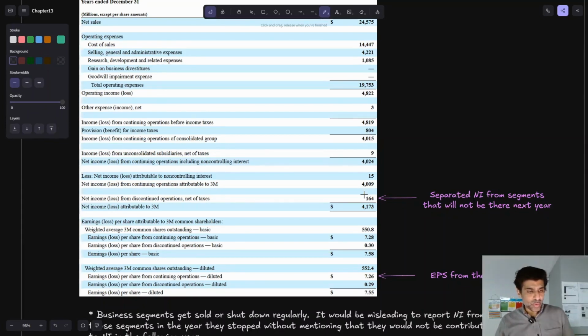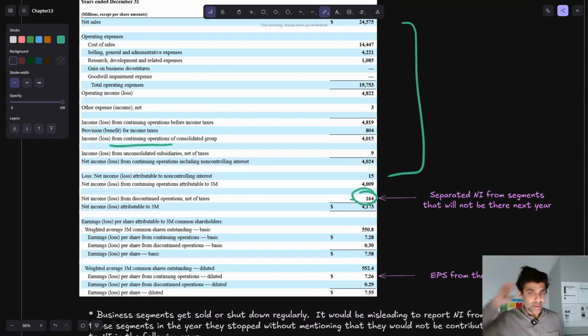They basically go through the whole thing. So this is from continuing operations. Actually, this is a good and transparent way of doing it. What they do is they take only the things that are still going to be in existence. They provide the income statement for all of that. They give you an operating income, and then they just add in whatever net income is associated with the discontinued operations, because that's still profit that they're earning in this period, but it's not going to continue going forward because they've ended that segment.